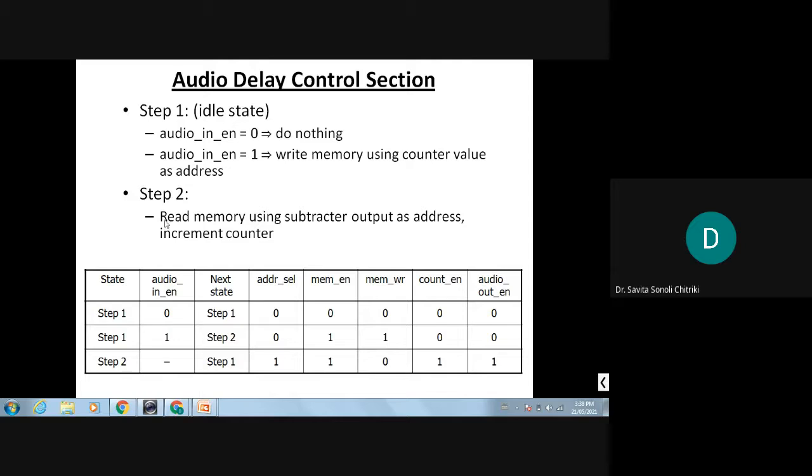Then in step 2 you are reading from the memory. So when you read from the memory, what should be there?